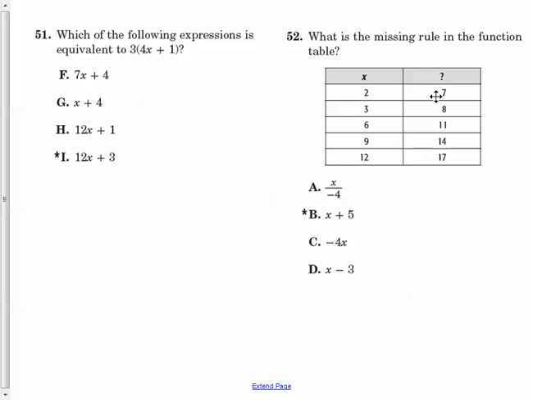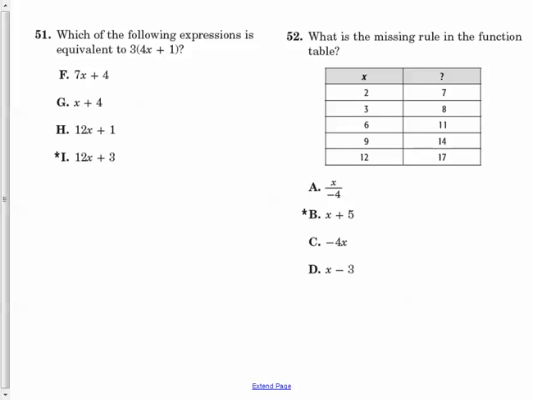Okay, on this one, we're trying to figure out what the rule is. So if I back up and I try to figure out what 1 is. If I have 1, then I know that it's 6. If I have 0, then I know that it is 5. So my 0 term is plus 5, and that's why we get B right here.